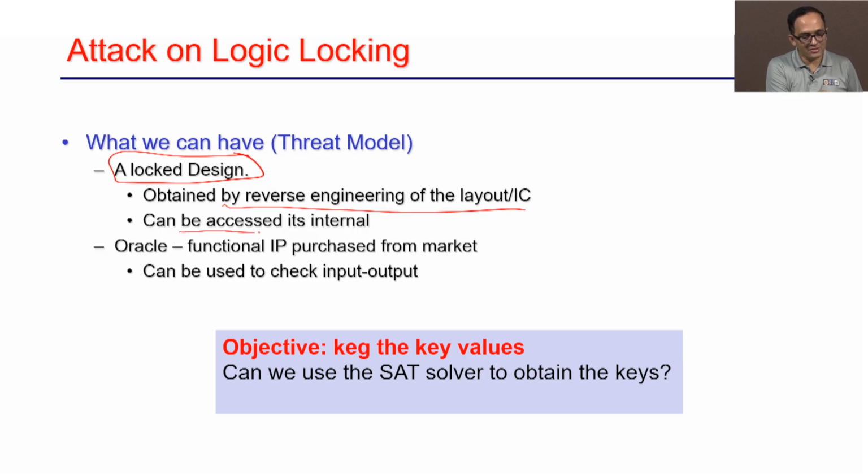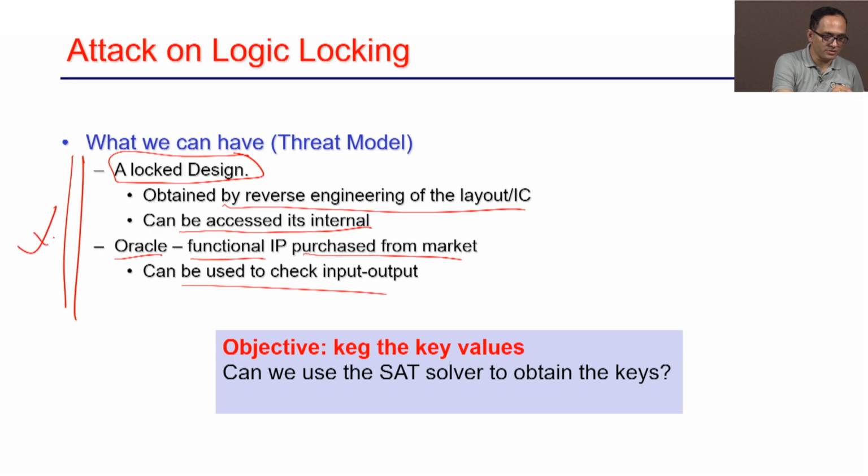With this access, you can see the internal connections, the gates and all. And the Oracle is, as I talked about, a functional IP purchased from the market, which is basically a black box where you can give an input and get the correct output. So this can be checked for input-output. The attacker can have these two things. And what is the objective? He wants to identify the key values.